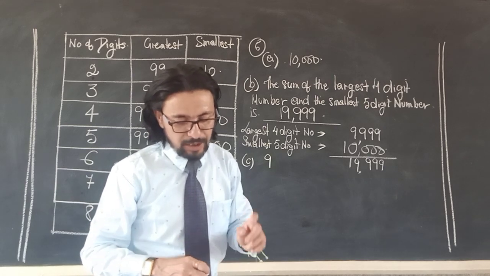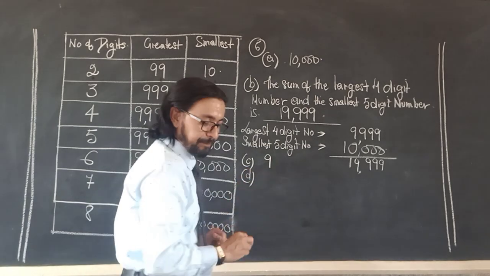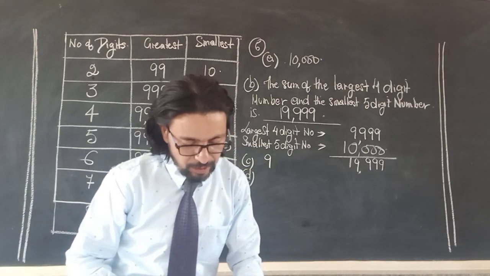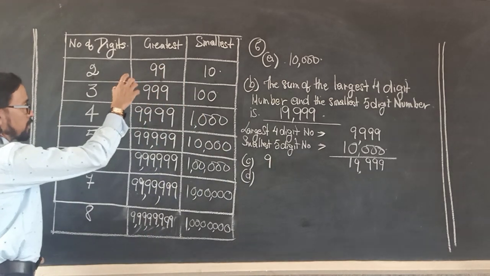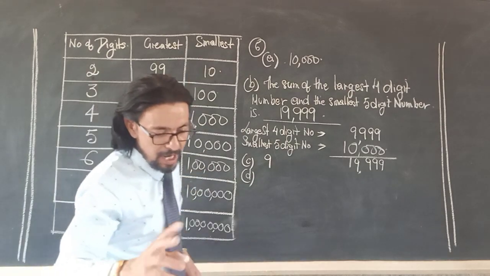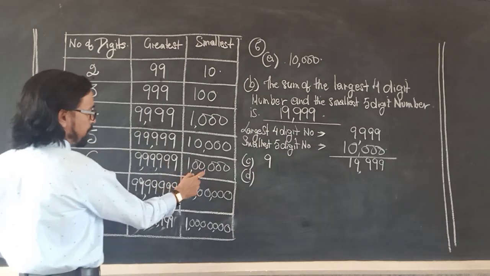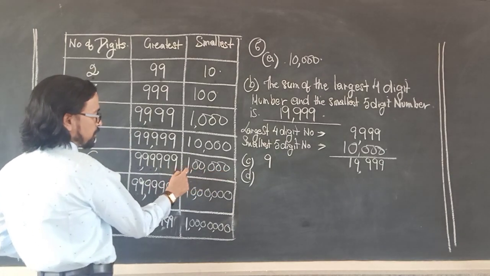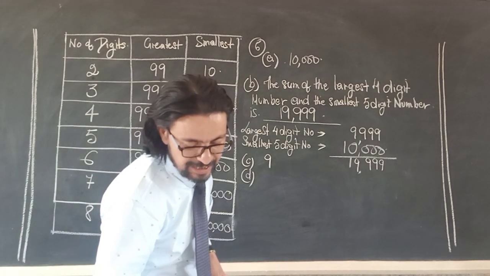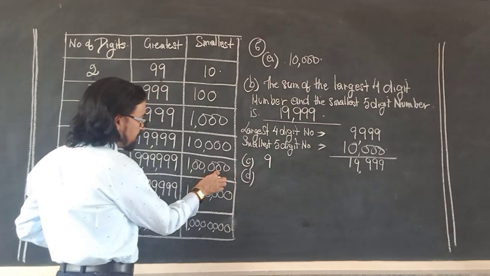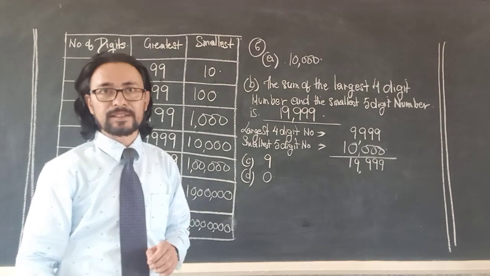D says, in the smallest 6-digit number, the digit in the tens place. Smallest 6-digit number. They have asked both greatest 6-digit number and smallest 6-digit number. So the smallest 6-digit number is here: units, tens, hundreds, thousands, 10,000, lakhs. They've asked which digit is in the tens place. In the tens place, which digit do we have? We have 0. And that's the answer.